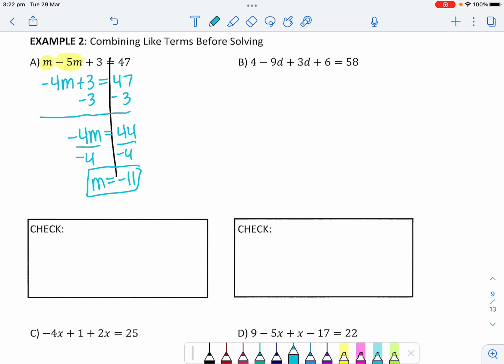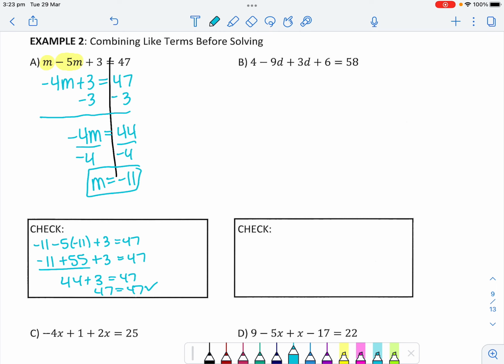Either will work. So if I do negative 11 minus 5 times negative 11 plus 3, I should get 47. So negative 11 plus 55 plus 3 equals 47. So 44 plus 3 equals 47. And 47 equals 47. If you've combined like terms correctly, either equation should work for your check.